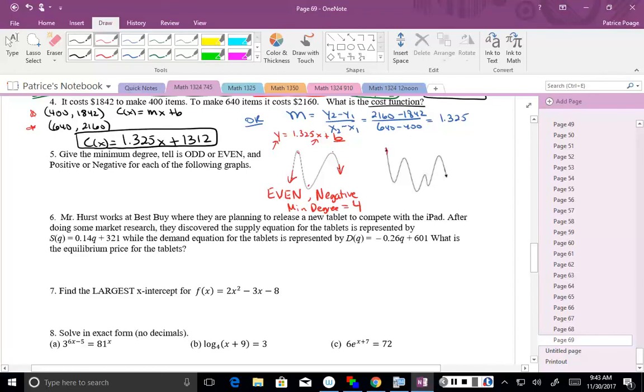On this one, the ends are going in opposite directions, so this makes it odd. Since the left end is going up, it makes it negative. And then you count 1, 2, 3, 4, 5, 6 turnarounds, so the minimum degree is 7.